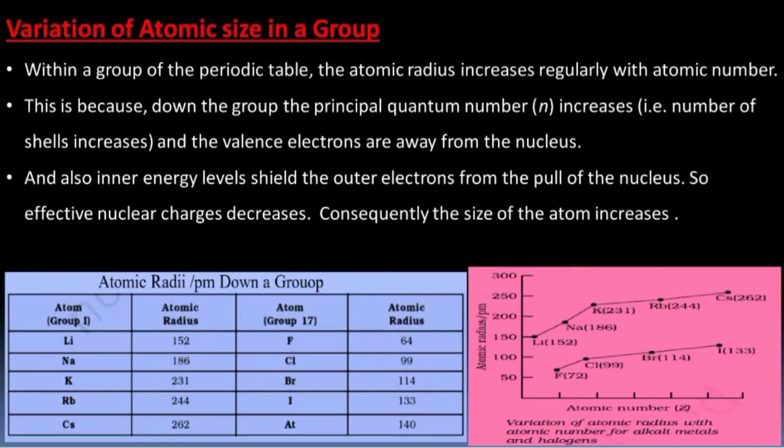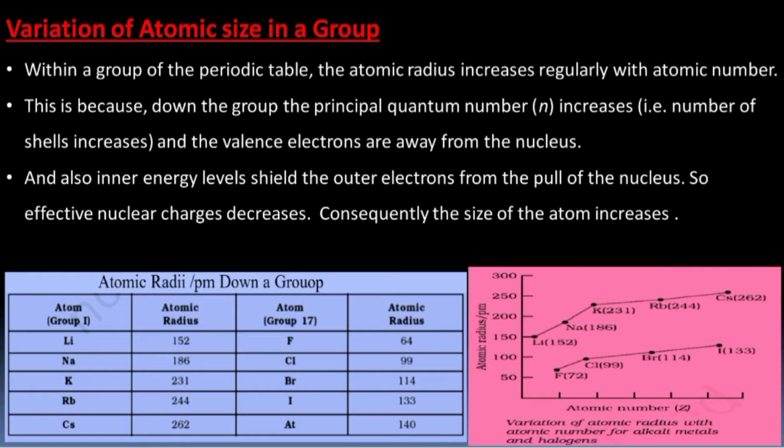Variation of atomic size in a group. Within a group of the periodic table, the atomic radius increases regularly with the atomic number. It is because down the group, the principal quantum number increases and the valence electrons are away from the nucleus, and also inner energy shells shield the outer electrons from the pull of the nucleus. So, the effective nuclear charge decreases and hence the atomic size increases.